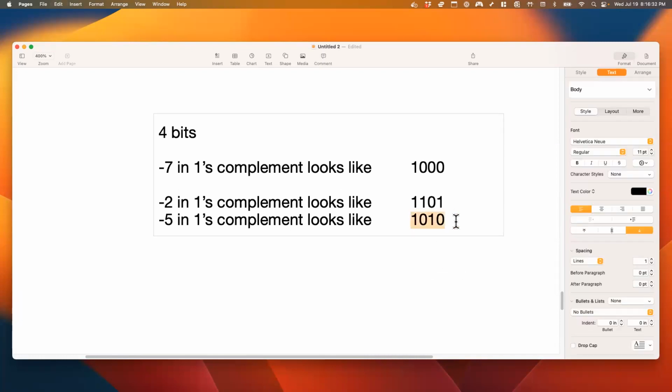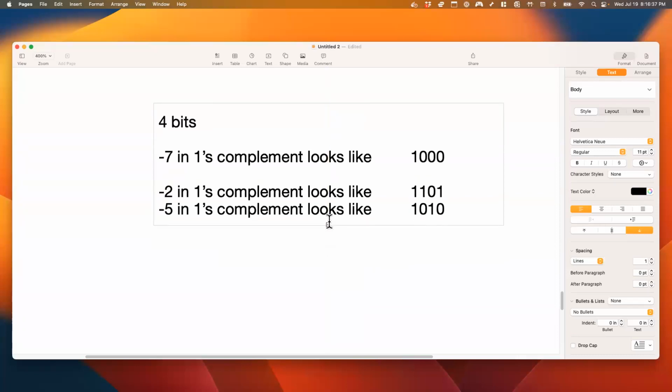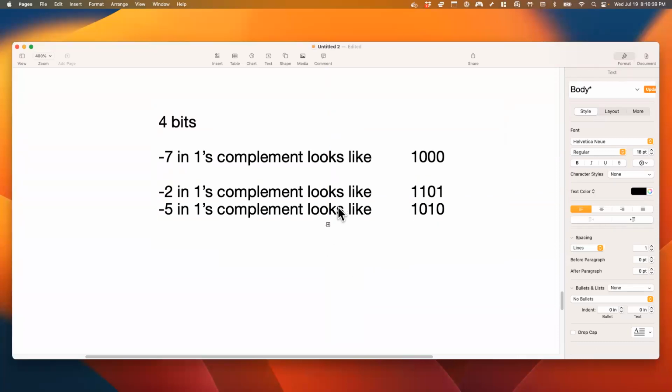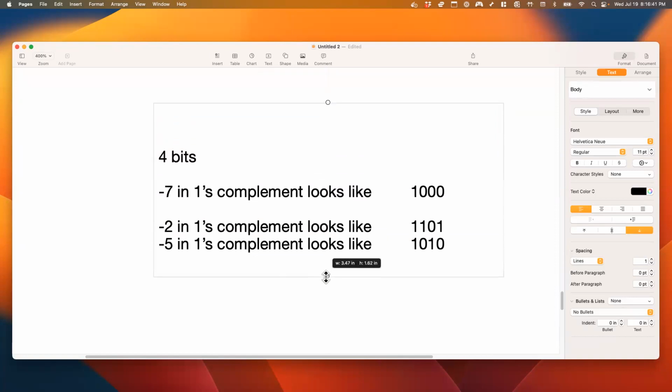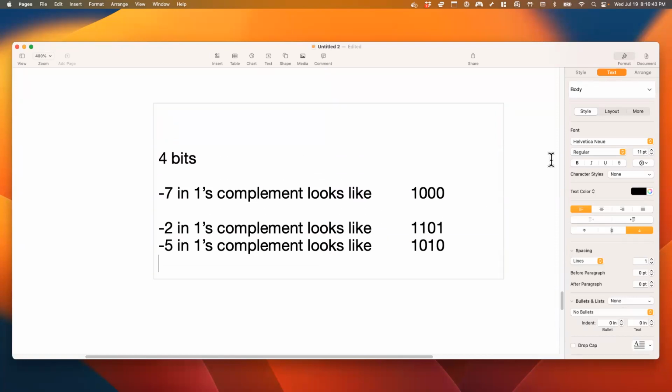Pages, as much as I like Pages, which is a software, Apple's equivalent of Word, as much as I like it, sometimes it can be annoying.